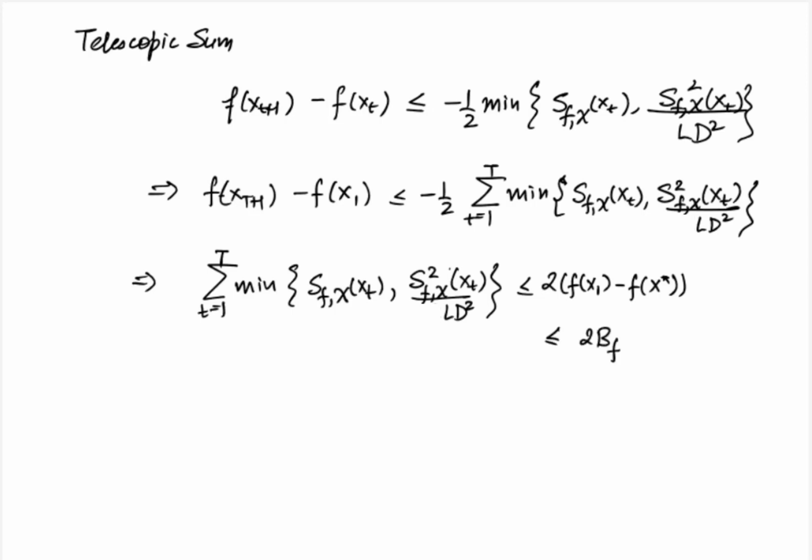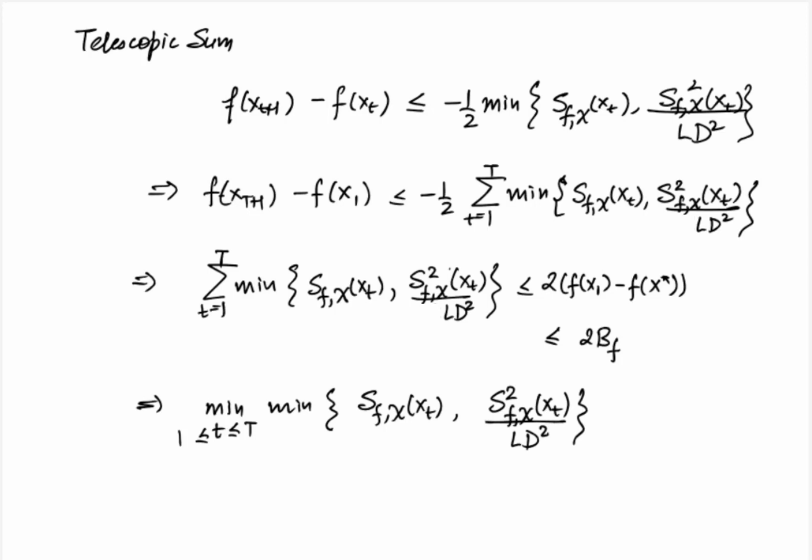So now dividing both sides by T and using the fact that the minimum is less than or equal to the average, we obtain that min over t of min of s of xt comma s of xt square by ld square is less than or equal to the average of the same quantity over all t, which is 1 over T summation t equal to 1 to T min of s of xt comma s of xt square by ld square, which is less than or equal to 2bf divided by capital T.